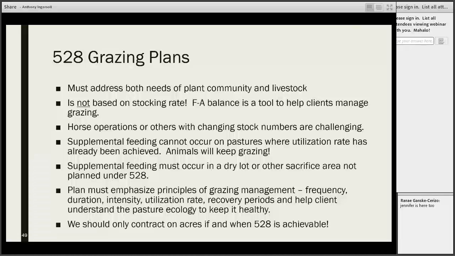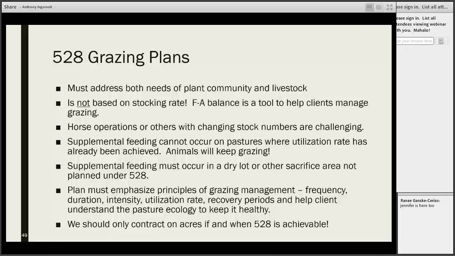The plan should always emphasize the principles of grazing management. We should be able to talk comfortably with the client about frequency and duration, intensity and utilization rate, and recovery periods in order to help the client understand that ecology and manage it in a way that will stay healthy. You don't have to use those words. If those words are too hard to understand, then break it down into simpler terms, but they've got to understand how their grazing management affects that plant community and make sure that they can see the connections with how many animals and how they're being grazed and how it's affecting the plant community and what they can change in order to send that plant community in the direction that they want.